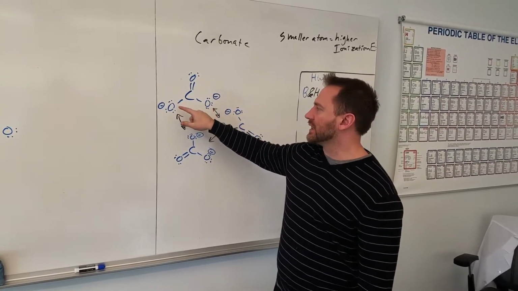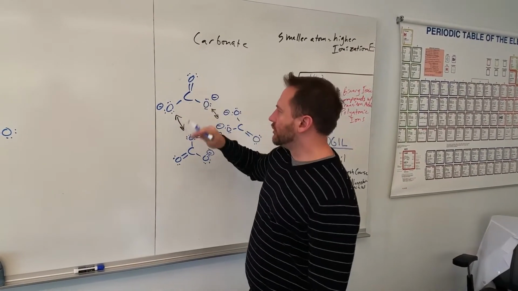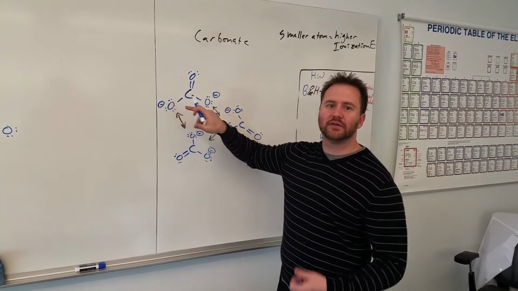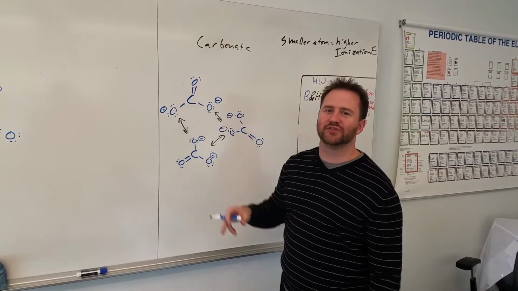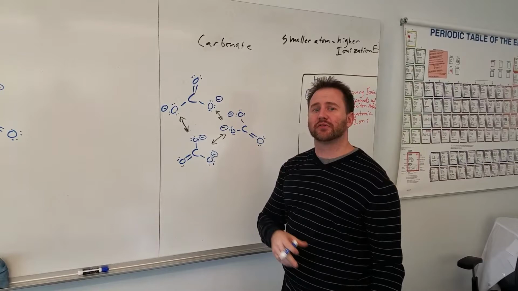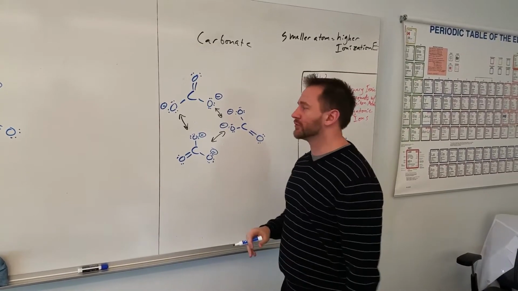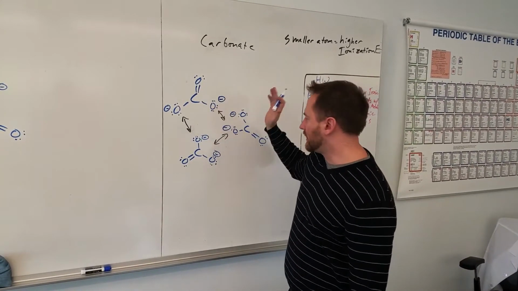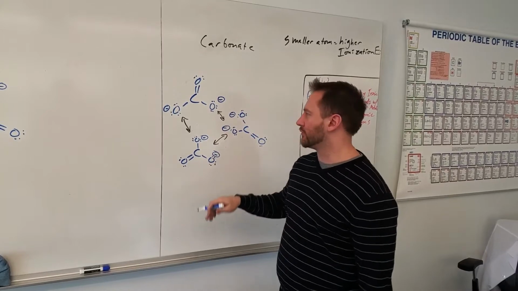There's no reason that this oxygen gained the electrons and the other oxygen didn't. So what can actually happen is those electrons can flow back and forth between here and here, and they end up moving all around to form these different resonance structures.